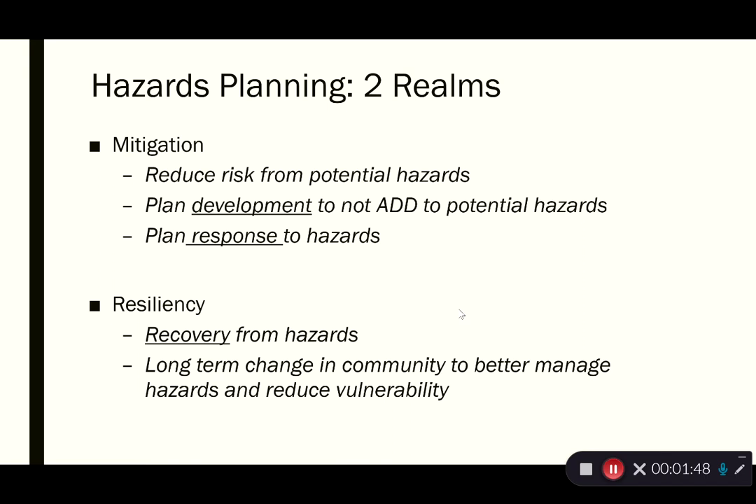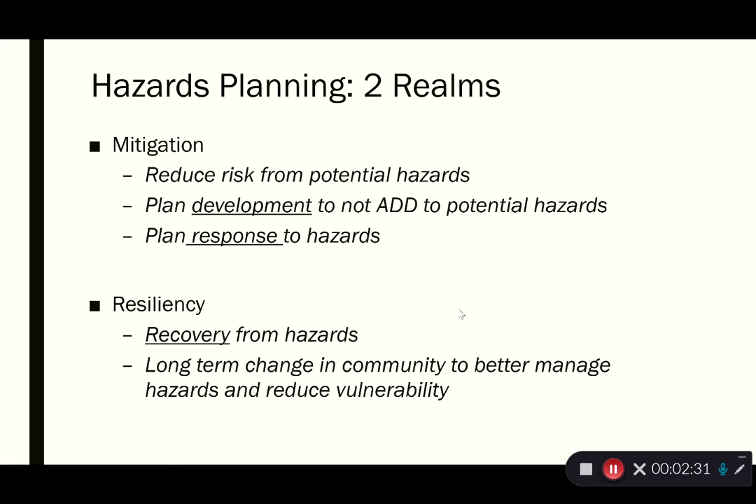So there's two realms of hazards planning. One is mitigation. That happens kind of before storms or other hazards occur. So it's working to reduce the risk from potential hazards. So think things like, in earthquake-prone areas, you might require earthquake construction techniques, right? You might require, in tornado areas, things like requiring safe rooms to be built into commercial buildings or schools or those kinds of things, right? Those activities that can reduce the risk before a disaster happens.